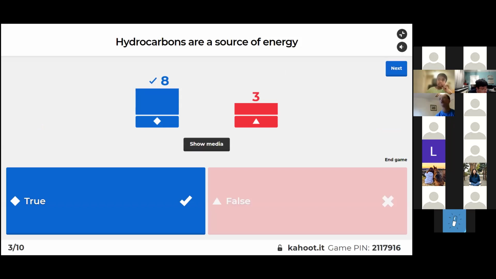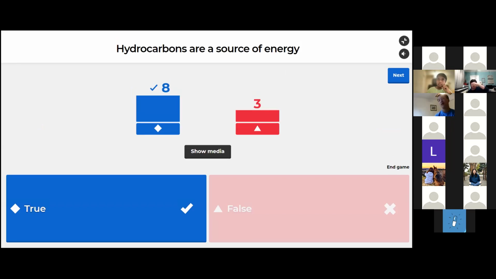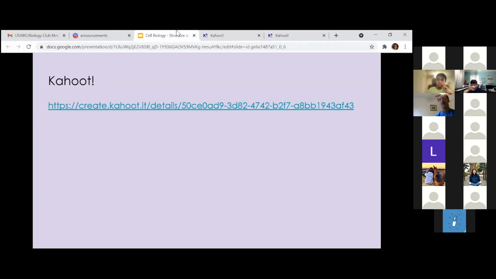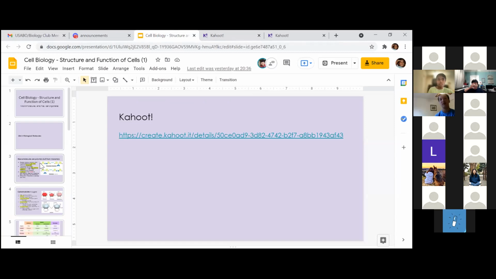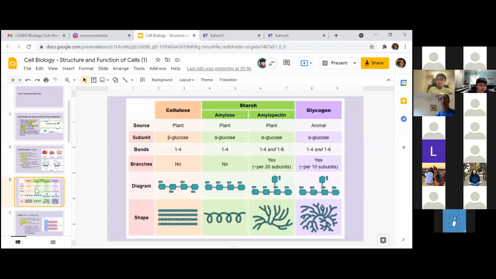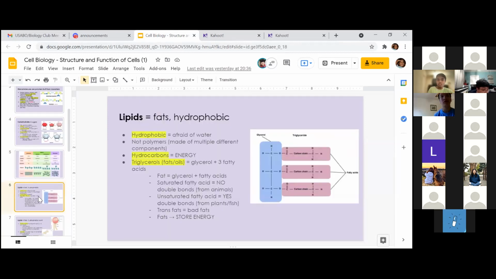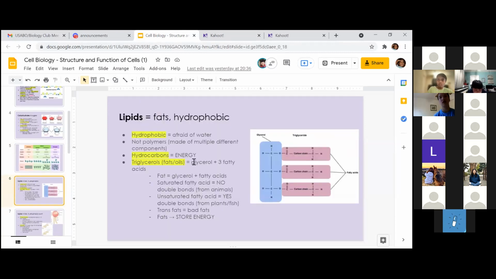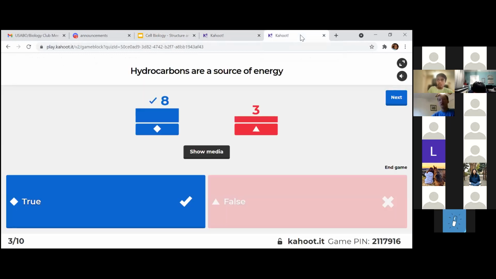Okay, so most of you got it right. Hydrocarbons are a source of energy. We can quickly go back to the slideshow and I'll show you guys. So here. Yeah, so over here we can see that hydrocarbons are entirely made up of hydrogen and carbon, and they're in the lipid group, and they basically are a source of energy.